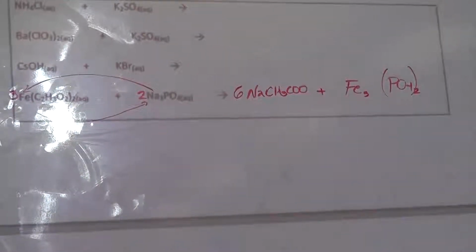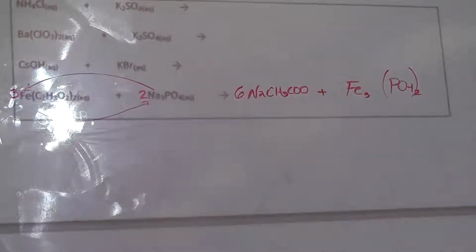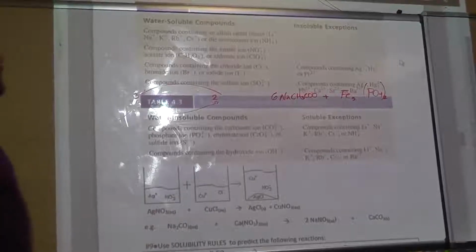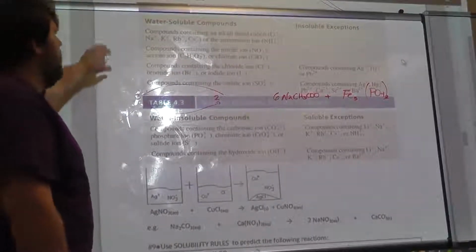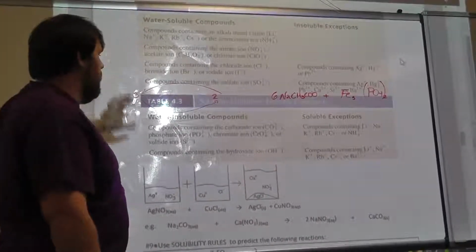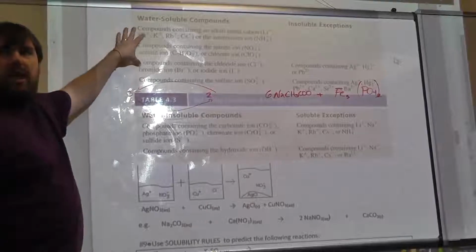So if you look back up here to your rules, I'm going to scroll back up now that I've got all that written there. So if you look at your rules up here, what you'll see is compounds containing an alkali metal. So these are ones that are water soluble, and these are ones that are insoluble. So these are ones that are going to form solids. These are ones that are going to be aqueous.